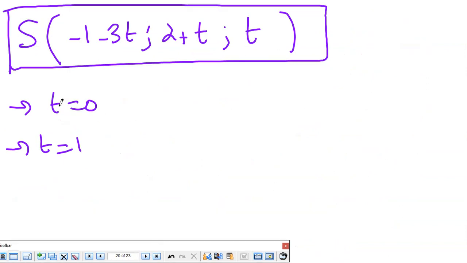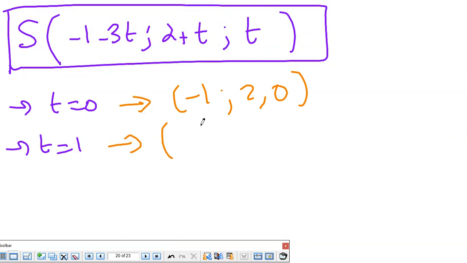So for t equal to 0, it gives me a solution. For example, if t is 0, I have the first solution: minus 1, 2, 0. If I take t equal to 1, it's another solution: minus 1 minus 2, so I have minus 4, I have 3, 1, and it goes on.